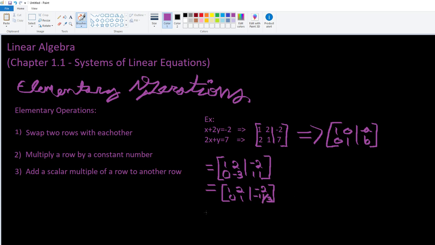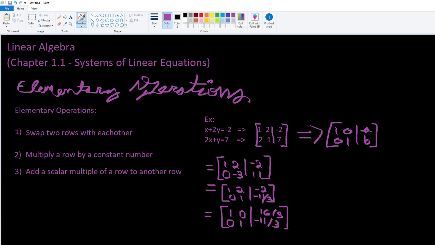Okay, so that's equal to, now we're going to do -2 times row 2 plus row 1. So we have 0, 1, -11 over 3. I'm going to do -2 times row 2 plus row 1. So we're getting this. -2 times -11 over 3, you get 22 over 3, plus -6 over 3. So you get 16 over 3. So there's your solution. You have x equals 16 over 3, y equals -11 over 3.